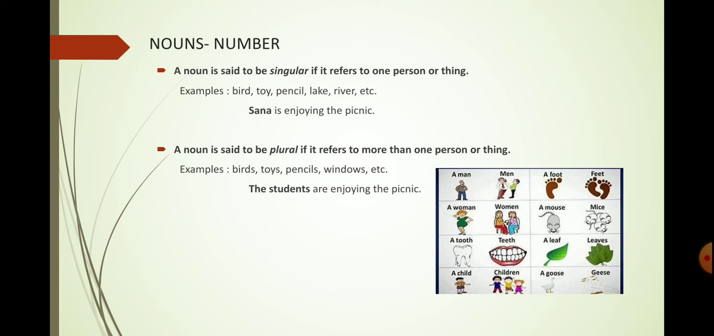Now what is the definition of a plural noun? A plural noun refers to more than one person or thing. And the basic thing we all know is that when we want to change a singular into a plural noun, as a suffix we add s, like birds, toys, pencils, windows, etc. You can see the example. The students are enjoying the picnic. Here the students are plural, and when the noun is plural, you can see your helping verb, that is are, will also be in plural form. So this thing you should remember.